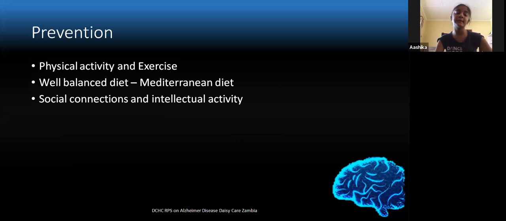Now we move on to what helps us prevent the disease. Physical activity and exercise help prevent the disease. A well-balanced diet such as a Mediterranean diet, social connections, and intellectual activities such as crossword puzzles or sudokus help keep your brain mentally engaged.